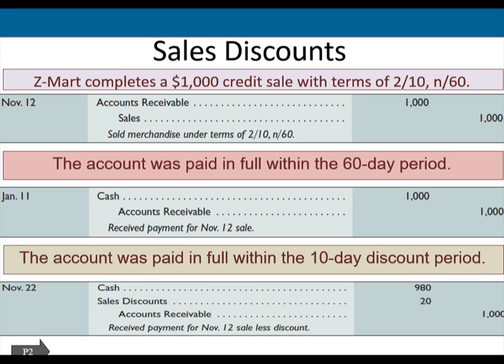The sale was made on the 12th, so Z-Mart debits cash and credits accounts receivable for the $1,000. If the customer pays within the discount period, Z-Mart records a debit to cash for the amount of the bill less the discount. They then record a debit to sales discounts for the amount of the discount and a credit to accounts receivable for the entire amount. The journal entries are shown here and refer back to the previous slide.